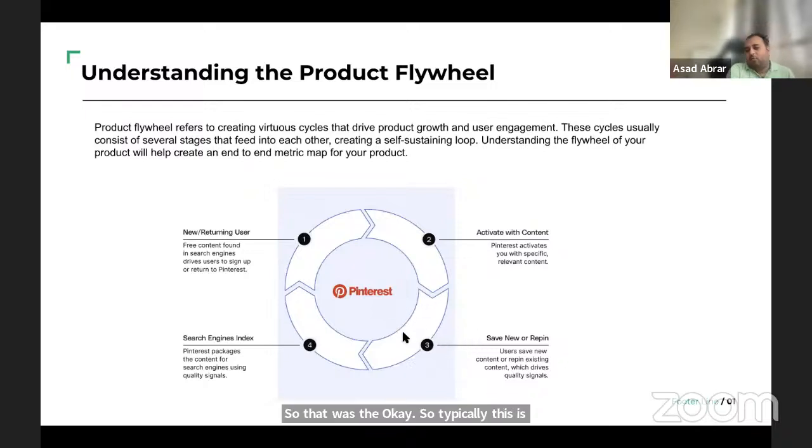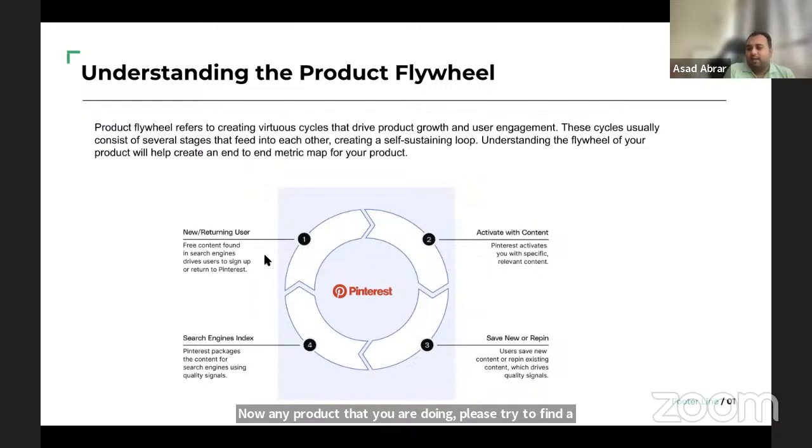Now you save or get new content, and this new content is indexed through search engines to give better ranking to Pinterest, which then results in more users coming to Pinterest. So this is a product flywheel. For any product that you are doing, please try to find a flywheel. Then you will understand which metric is typical at which stage.